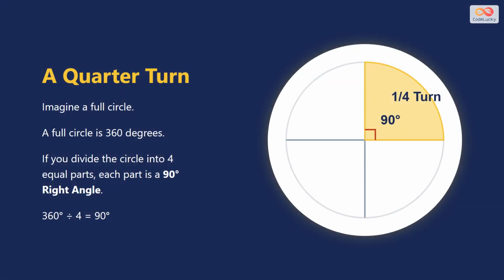Another way to understand a right angle is by turning. Imagine a full circle, which is 360 degrees. If you take a quarter turn, or 1/4 of that circle, you have turned exactly 90 degrees.